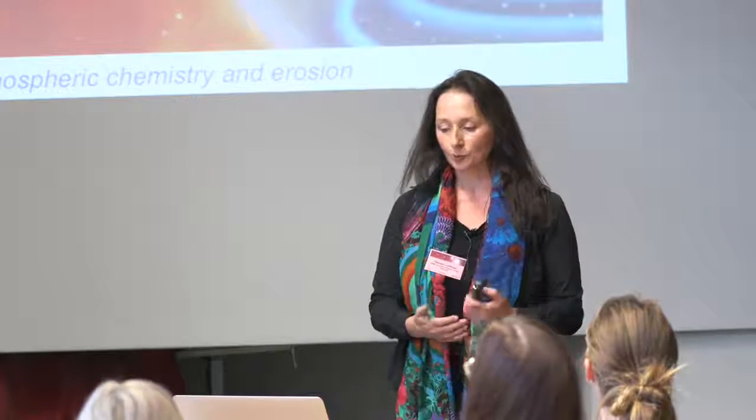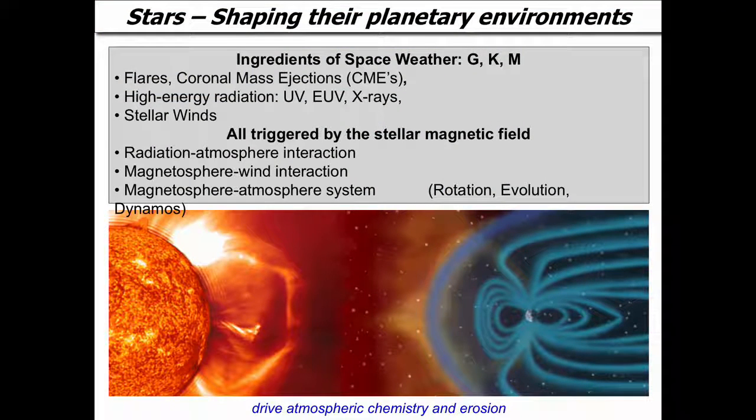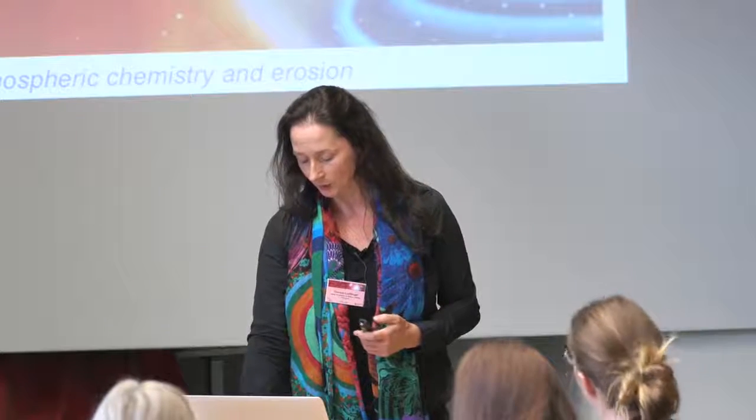These magnetic fields produce flares, coronal mass ejections, and high energy radiation in UV, EUV, and X-rays. They also produce stellar winds. By understanding magnetic fields and their output in more detail, what we want to study is the radiation-atmosphere interaction of the star and the planet, magnetosphere and wind interactions, and the whole magnetosphere-atmosphere system in the long run.